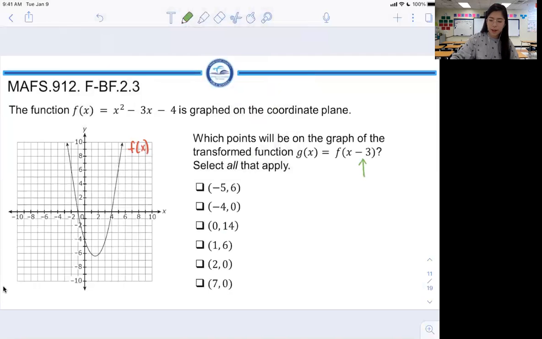Good, you got it, Tyrone. Right, 3 units. Okay, so this whole parabola is basically sliding 3 units to the right.